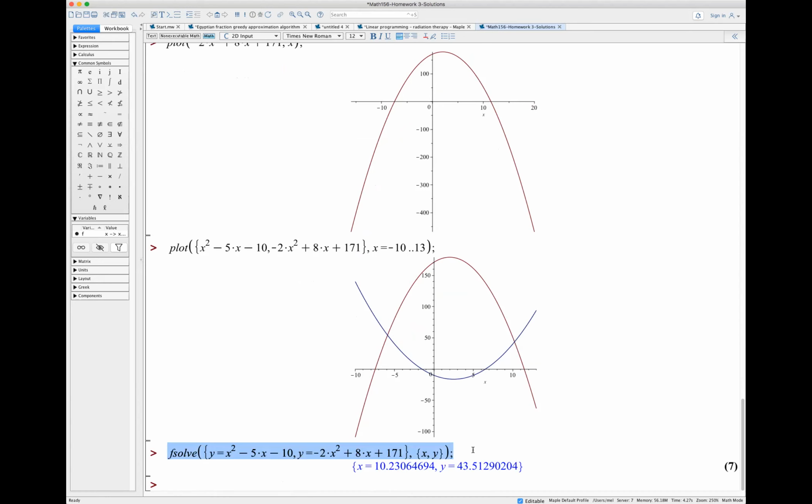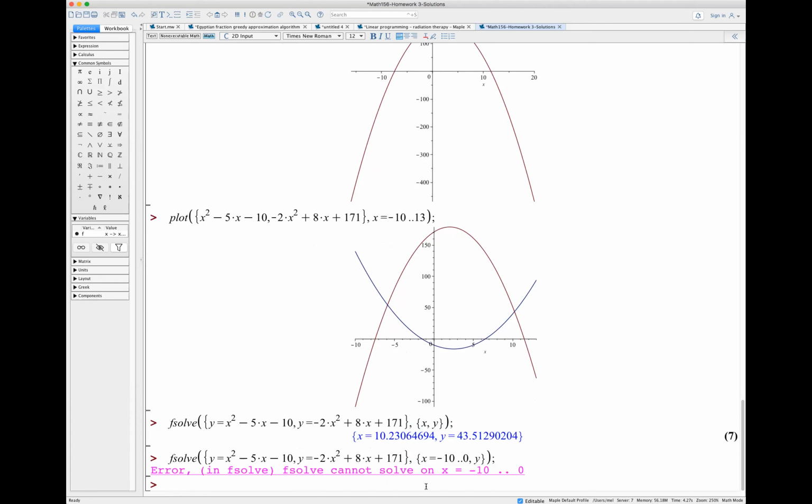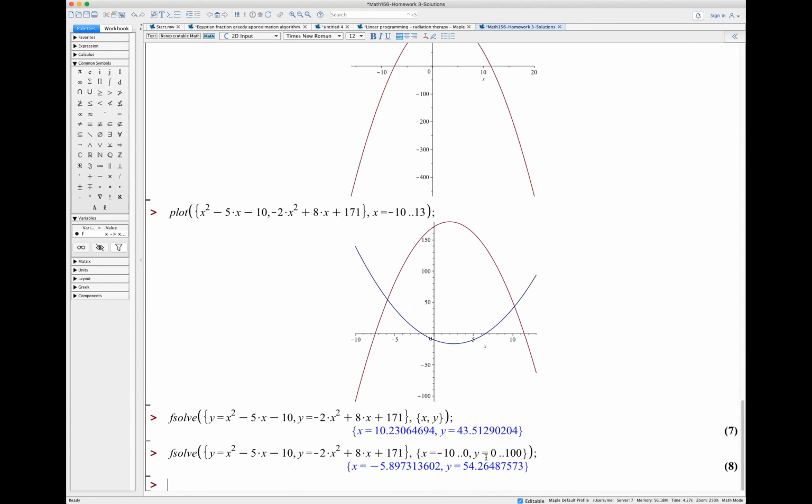Let's try this, see if it works. Let's say we want to find a solution where x is negative. Suppose we look at x equals minus 10 to 0, and let's try y is 0 to 100. There we go. So you give it a range of values to look for x and y, and you get exactly the right thing. So you could either blow up the curve around these two points and get these numbers, or use fsolve.